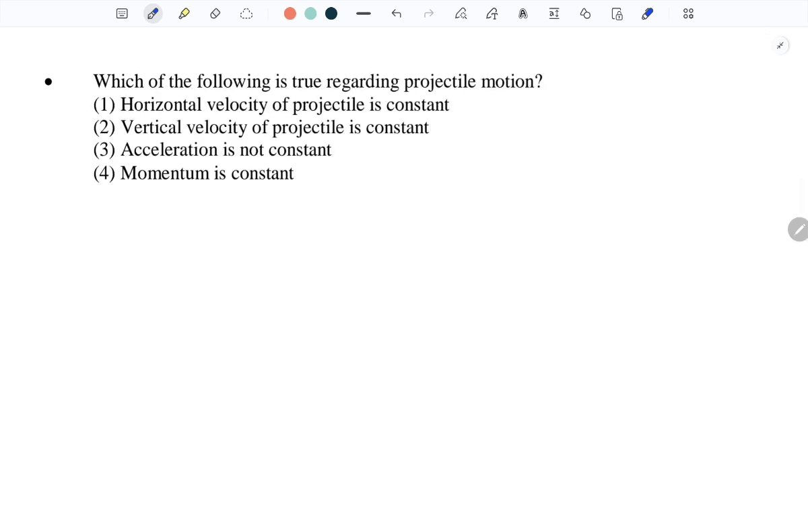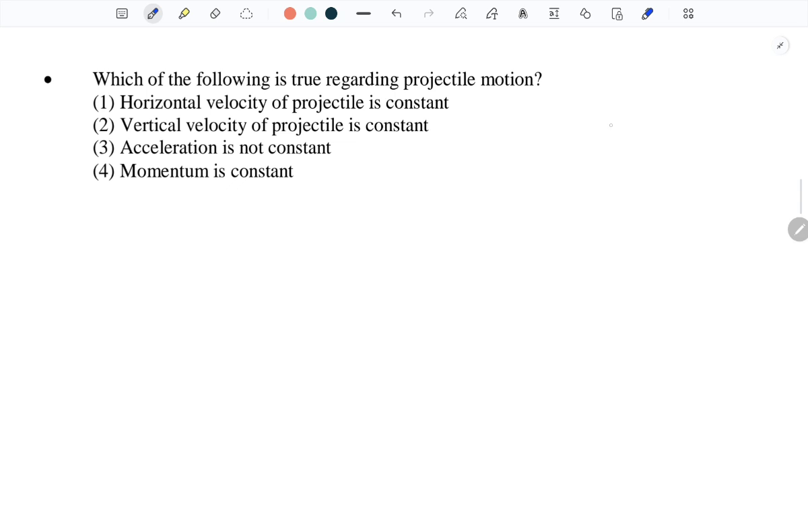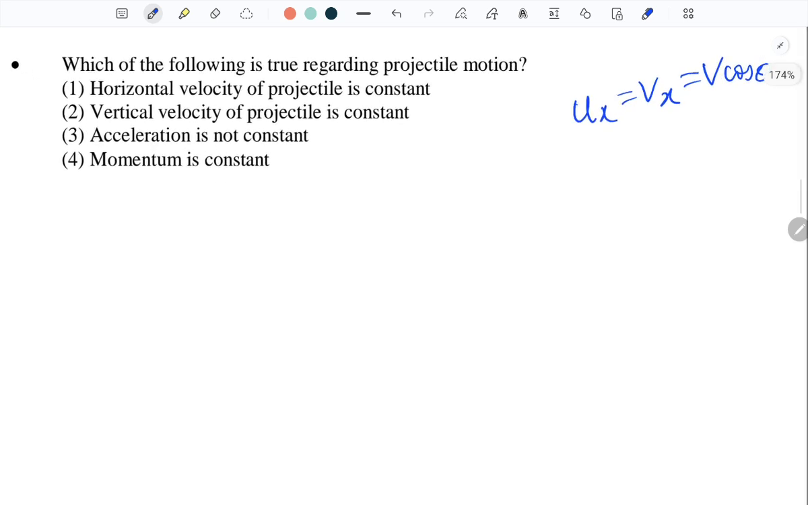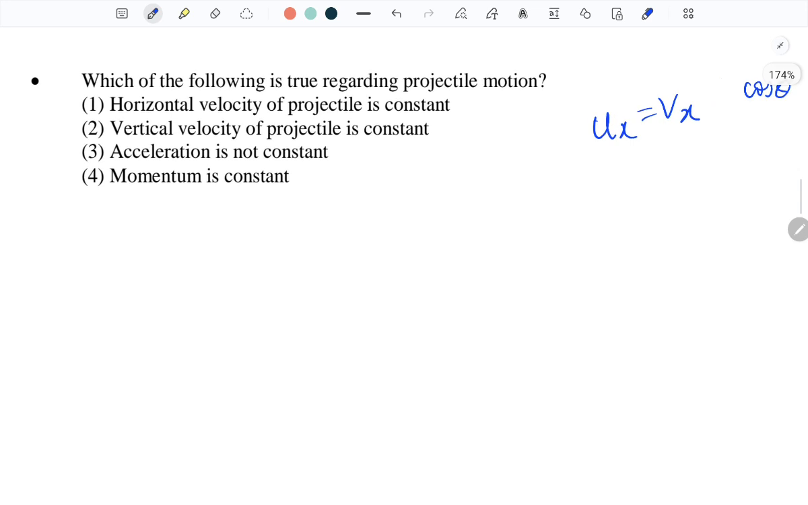Alright, let us move on to the next question. Which of the following is true regarding projectile motion? He is talking about projectile motion. What is true? Horizontal velocity of projectile is constant. This we already know. Always the horizontal component, we can say ux or vx, will always be v cos theta, or since it starts with u, I can write u cos theta. So always the horizontal velocity of a projectile will remain constant. That is the right answer.